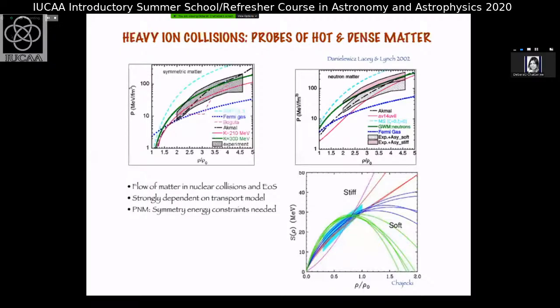However, the caveat is that these conclusions strongly depend on the transport model, which is used to describe such systems. For the case of pure neutron matter that you see on the top right figure, the symmetry energy constraints are not sufficient. So the symmetry energy as a function of density that you see at the bottom right figure come from different relativistic and non-relativistic models, the stiff and soft equations of state, and you can see that the predictions may agree up to saturation density, which is 1, but beyond this, there is a very large discrepancy between the models.